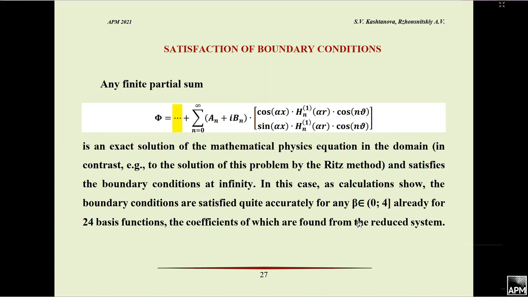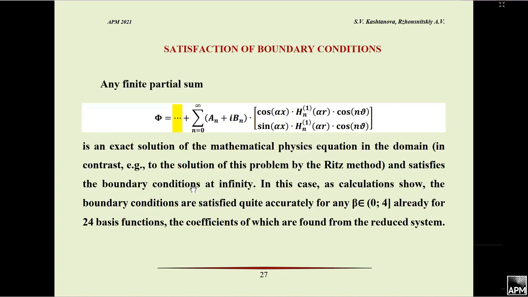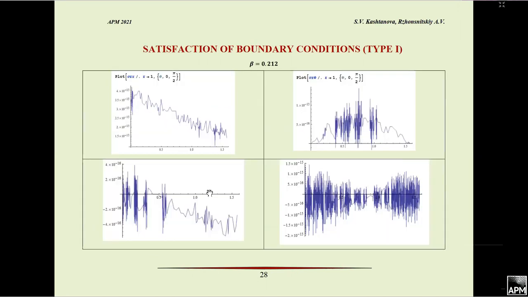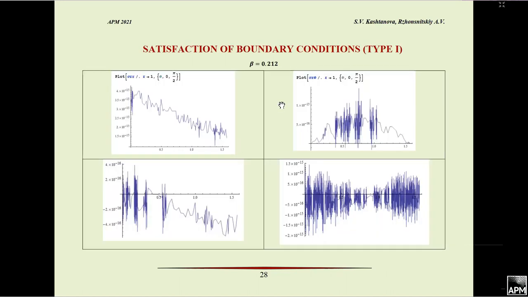And for this range, 24 basis functions are more than enough. We usually make calculations for 18 basis functions, and we consider that for us it's enough. If you want more accuracy, you can take more. And all coefficients you can find from this reduced system. So, just a quick slide to show that boundary conditions are satisfied quite accurately.